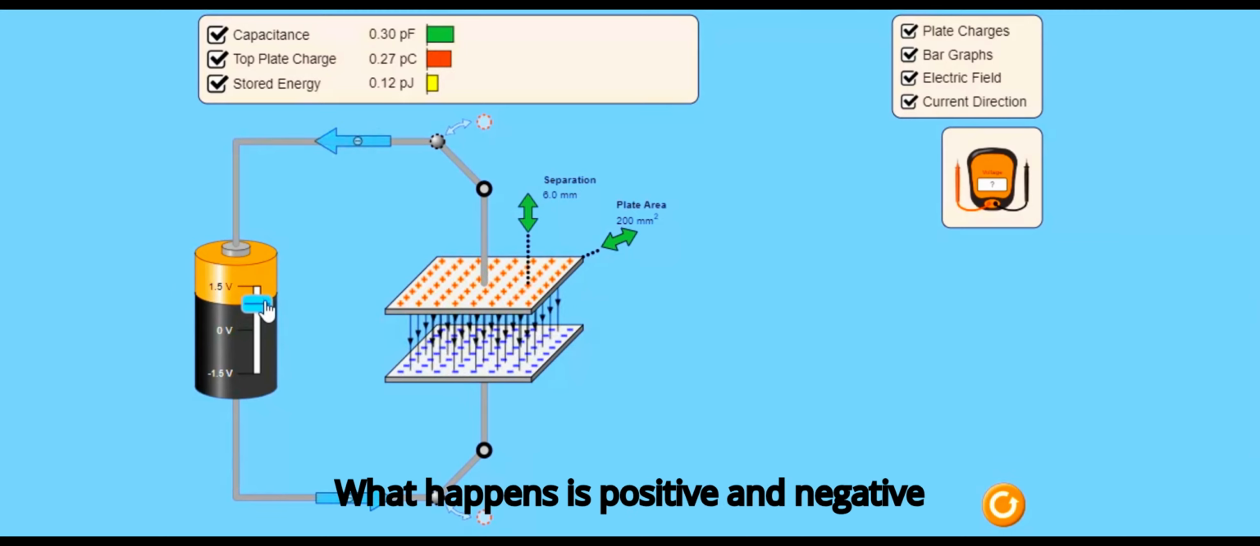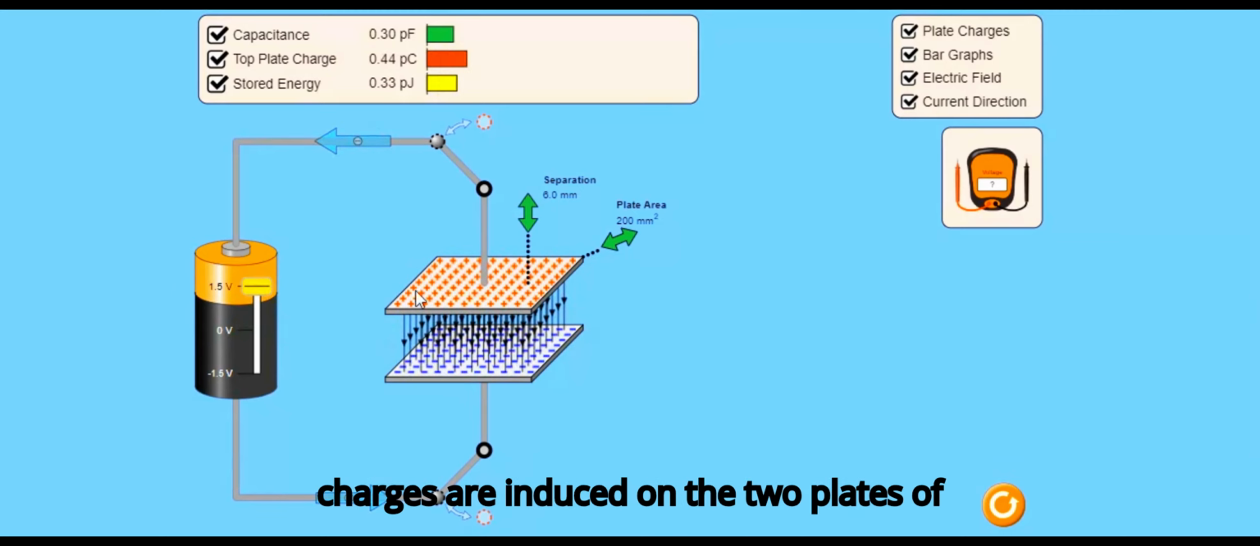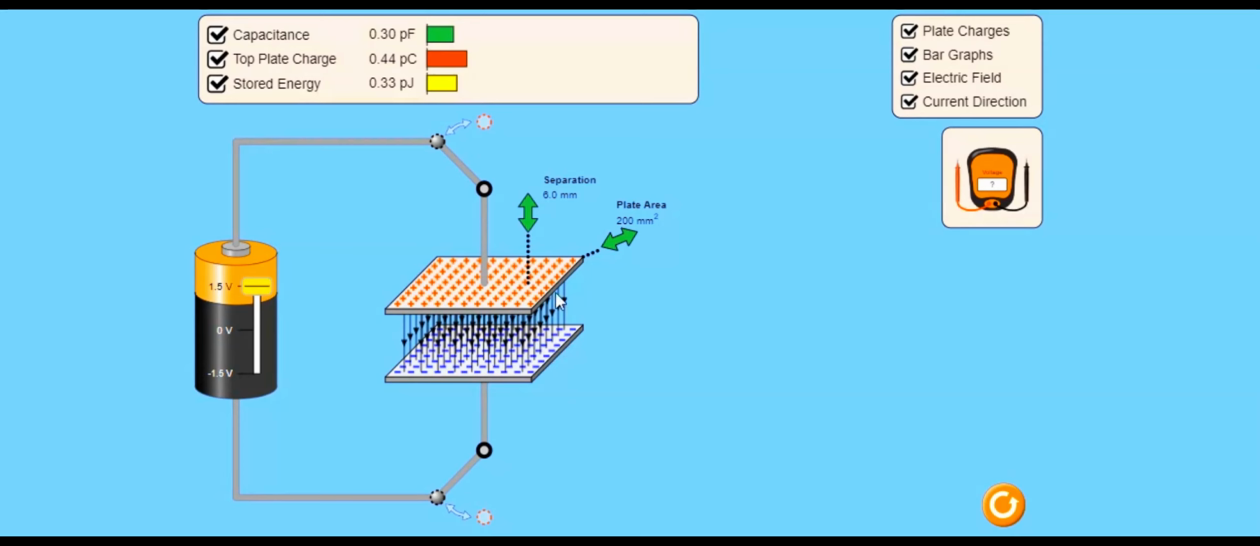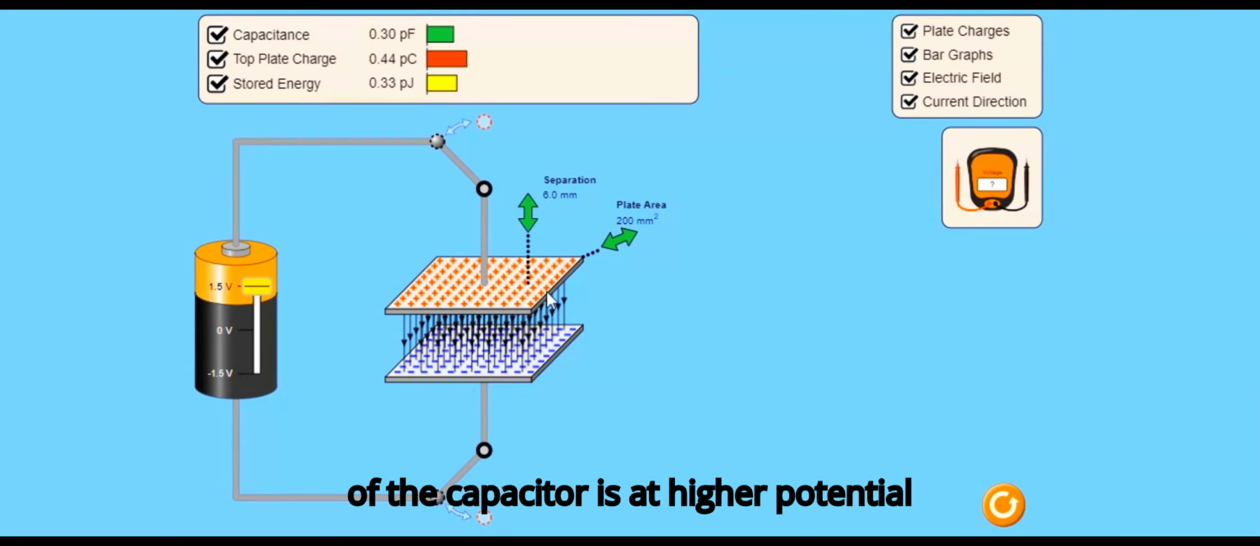Positive and negative charges are induced on the two plates of the capacitor. The positive electrode of the battery will induce positive charges on one plate of the capacitor, whereas the negative electrode of the battery will induce negative charges on the opposite plate. As the charges are induced on the plates, the positive plate is at higher potential and the negative plate is at lower potential.